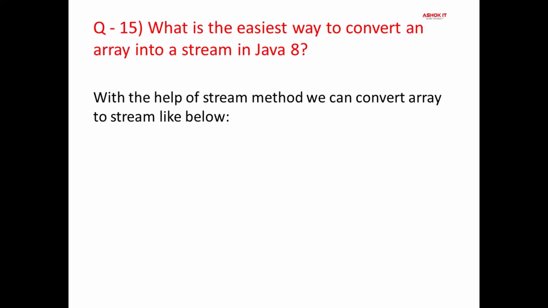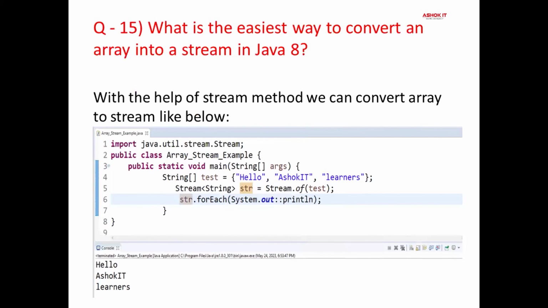Question number 15. What is the easiest way to convert an array into a string in Java 8? With the help of a method, we can create a string from a given array. Here, if you observe in this given program, the String.of method is used to convert the given array to a string. And with the help of the forEach method, we can traverse the elements. With the help of method reference, we are printing here. You can refer to this program with output also.